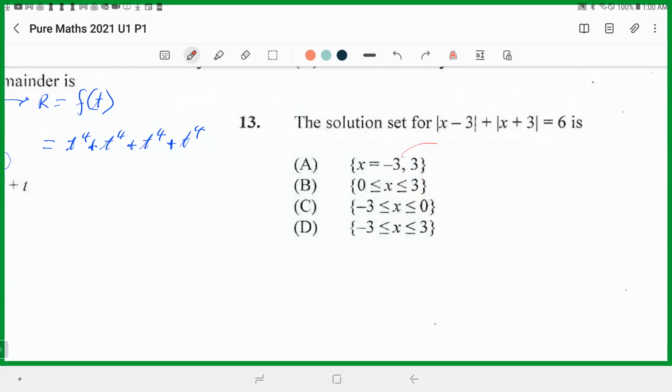Because when I plug negative 3 here, this one becomes negative 6, but the modulus of negative 6 is 6, and this one becomes 0. So that will work. And if I plug in the 3, the same thing will happen. If I plug in the 3 here, it should become 0, but here it becomes 6. That value will work. But what about values in between them? I know that the 2 of them will work. This and this will work. So since both of them will work, I know this is not the right answer.